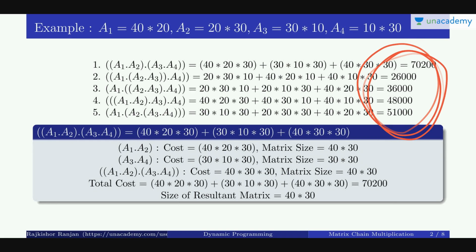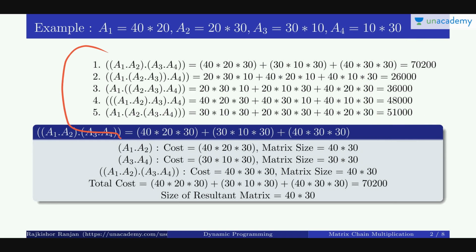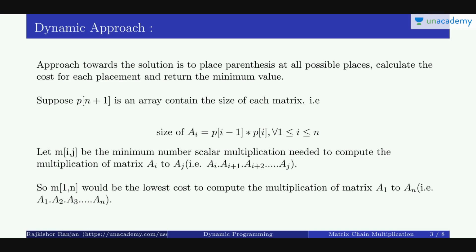If we think about all these ways, the lowest multiplication cost is for the second way, which has a multiplication cost of 26000. So this is the most efficient way. The second way is the most efficient way for the multiplication of four matrices A1, A2, A3, A4. So let's try to make an approach toward the solution.